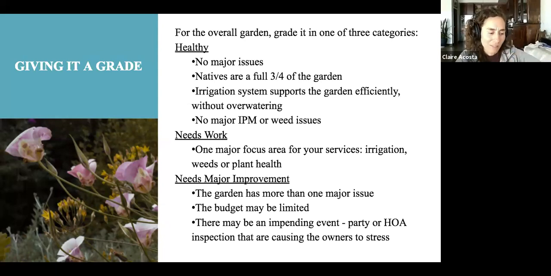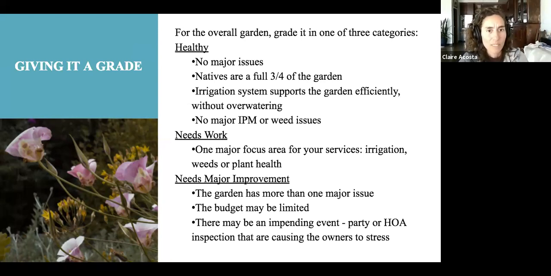So here in this assessment, it just has 3 categories: healthy, needs work, and needs major improvement. So healthy would be no major issues. Natives are full 3/4 of the garden. The irrigation system supports the garden efficiently without overwatering. And then there's no major pest or weed issues. That's healthy. So that would be one category.